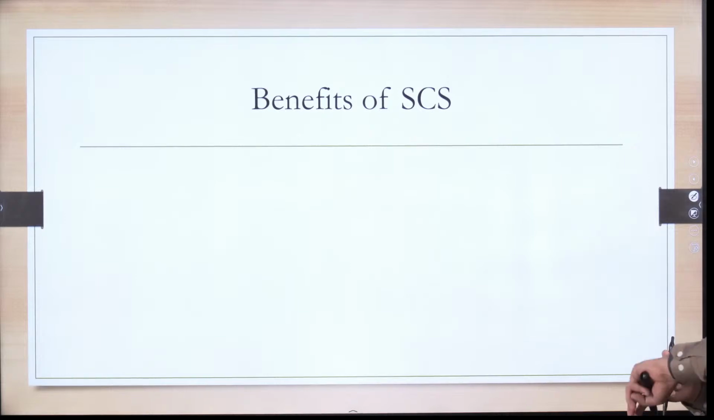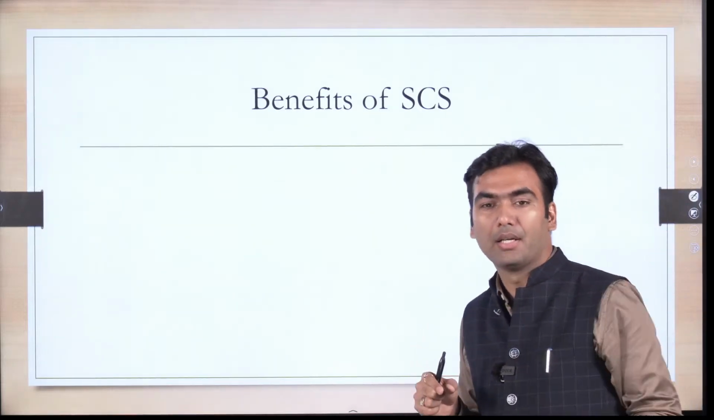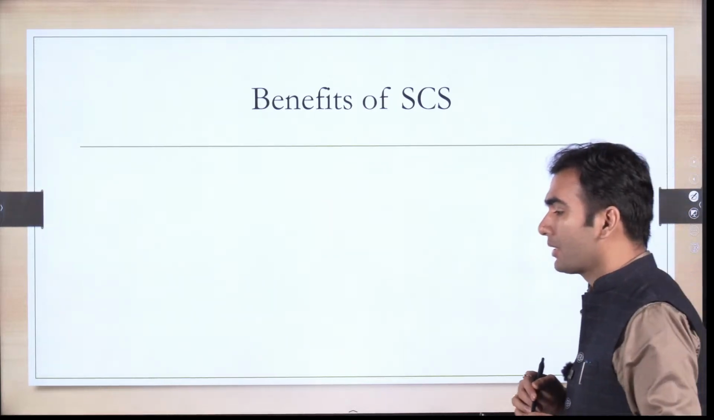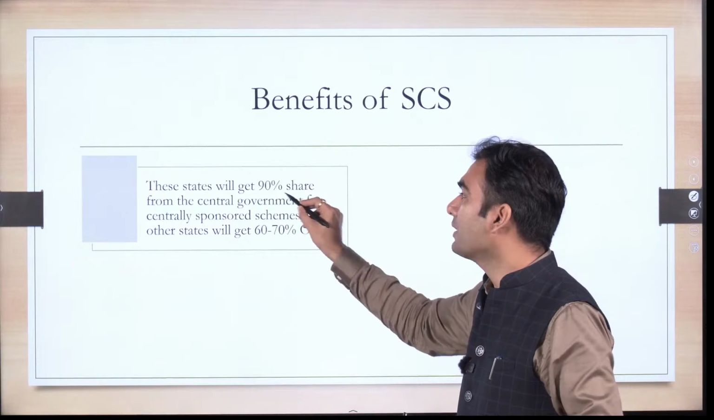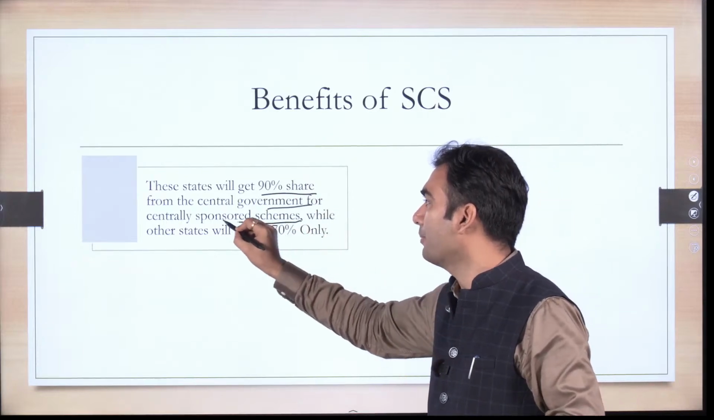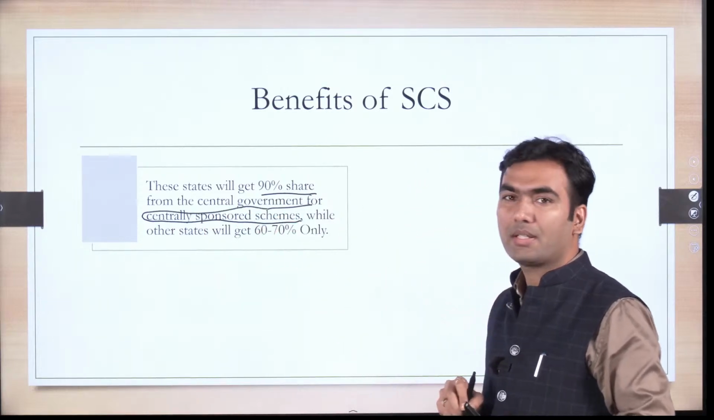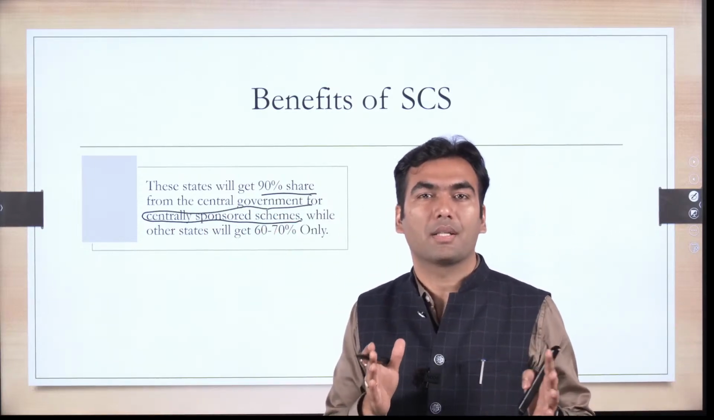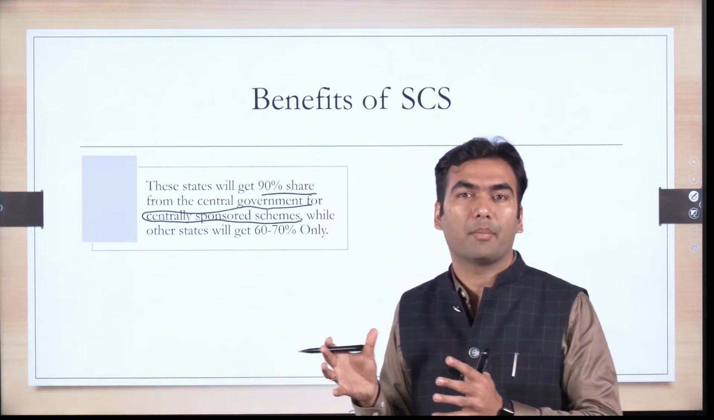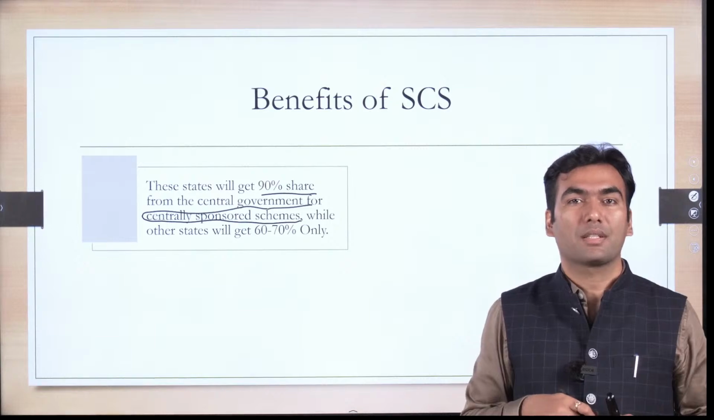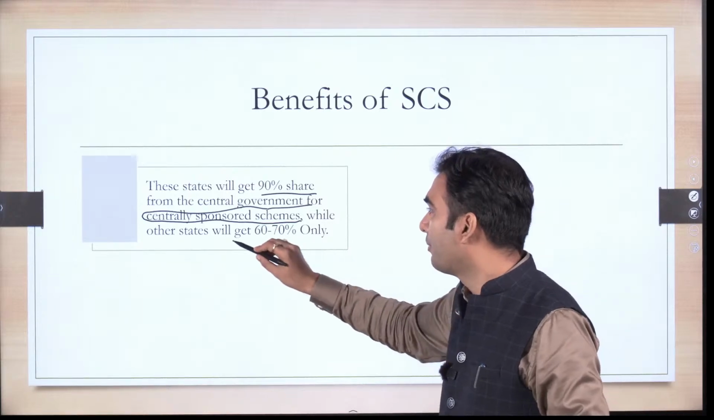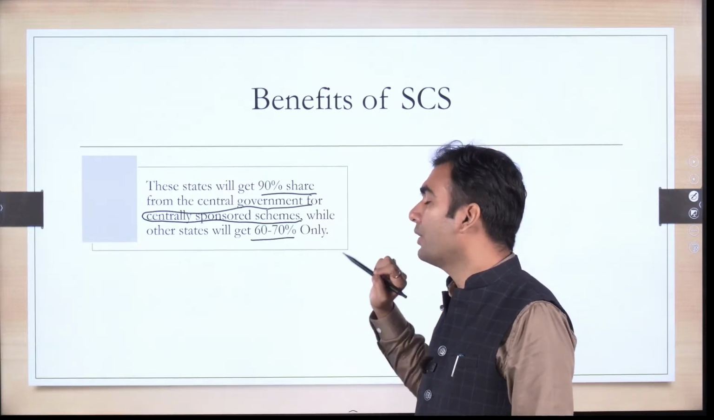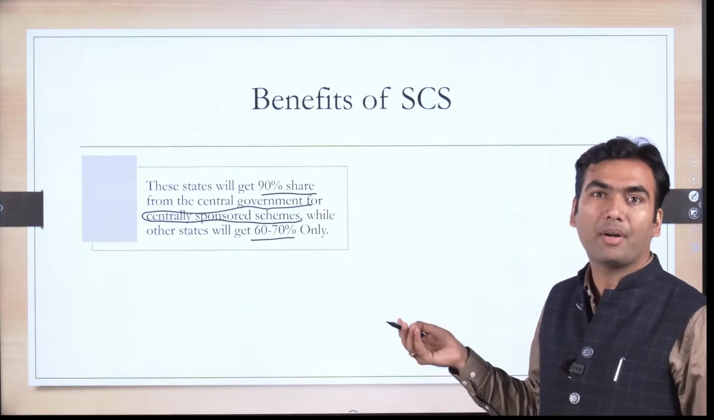Now we shall understand their argument for why they want special category status in the first place. Common sense suggests that they will get more money, but it's more than money. The first thing is that these states get a 90% share from the central government for centrally sponsored schemes. In any centrally sponsored scheme, a part of the funding is given by the central government and a part has to be given by the state. In the case of a special category status state, they only have to give 10%, whereas other states have to give 30 to 40%. So here comes the advantage.